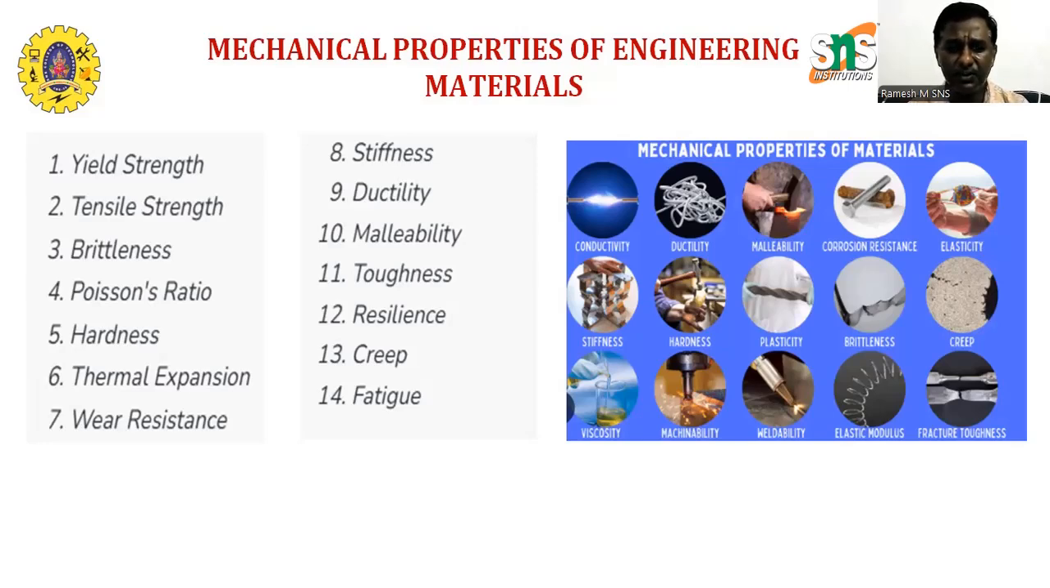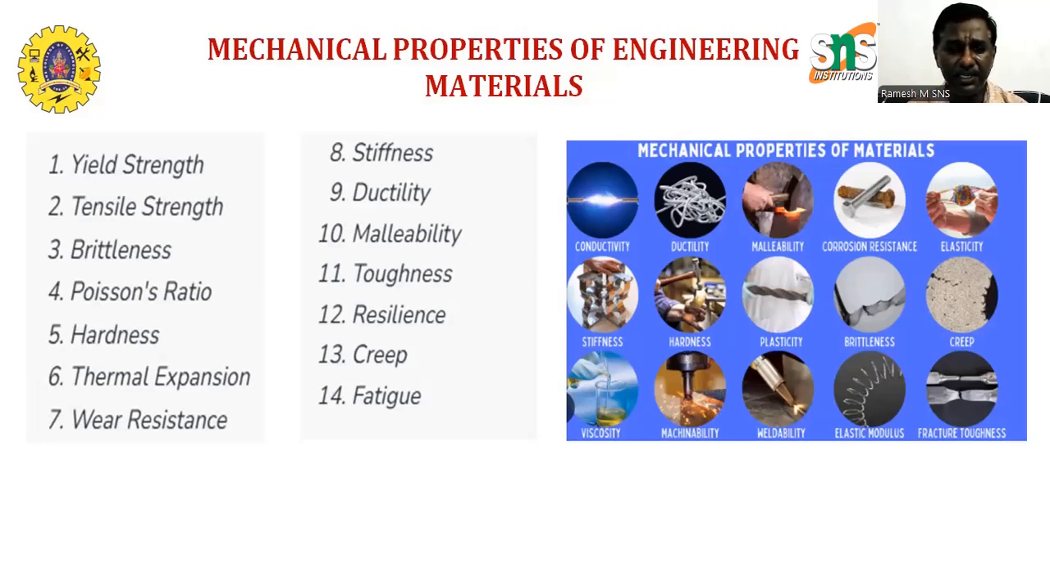Next property we can move on to is brittleness. Brittleness is the tendency of a material to fracture without significant deformation. Brittle materials such as cast iron and glass break suddenly when stressed. That means if tensile loads are applied, they fail suddenly. Though not desirable in many structures, brittleness can be useful in controlled breaking applications, such as window glass.